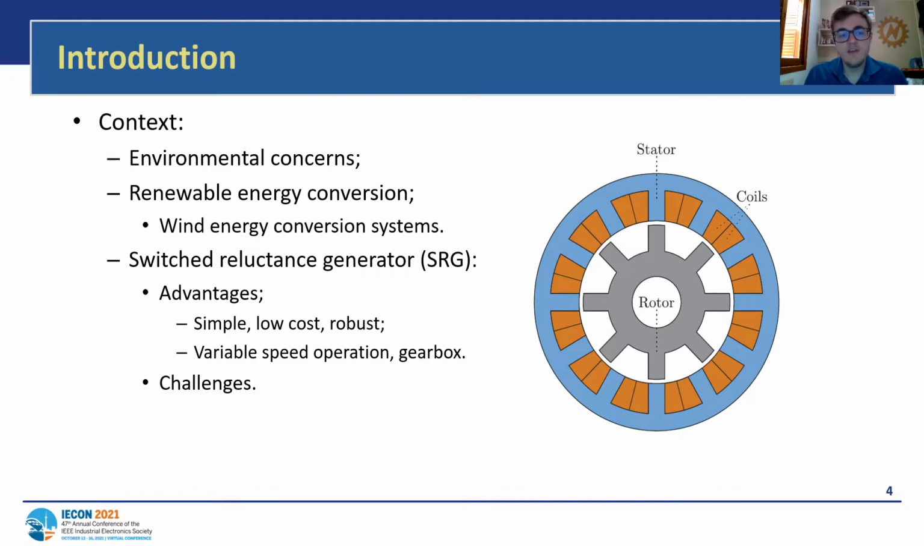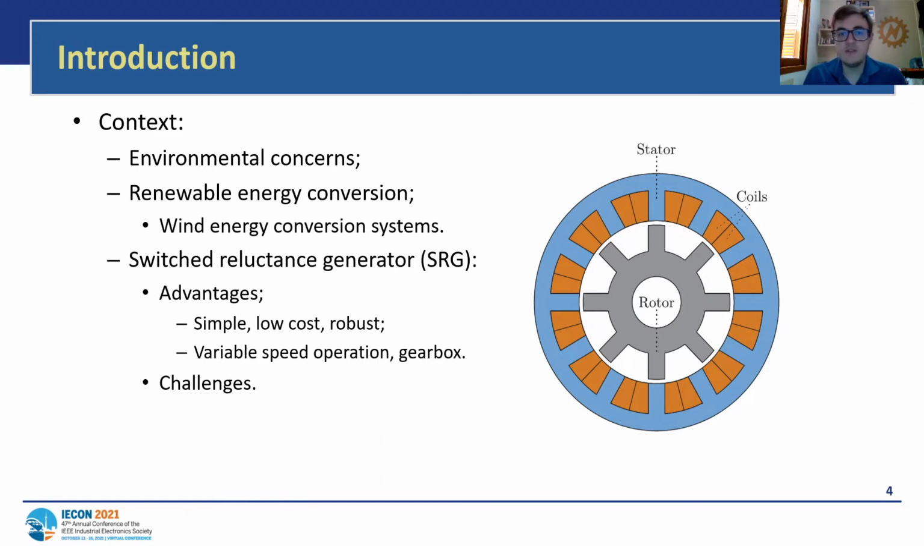Increasing environmental concerns have pushed towards the adoption of renewable energy conversion systems. In this sense, wind energy conversion systems are becoming very popular. An alternative for electrical machines used in that kind of system are the switched reluctance generators. They have several advantages, such as being a very simple machine, low cost, and robust alternative. Moreover, they are capable of variable speed operation, meaning that, for example, in wind energy conversion systems, there would be no need for a gearbox, which would reduce significantly the weight of the overall system.